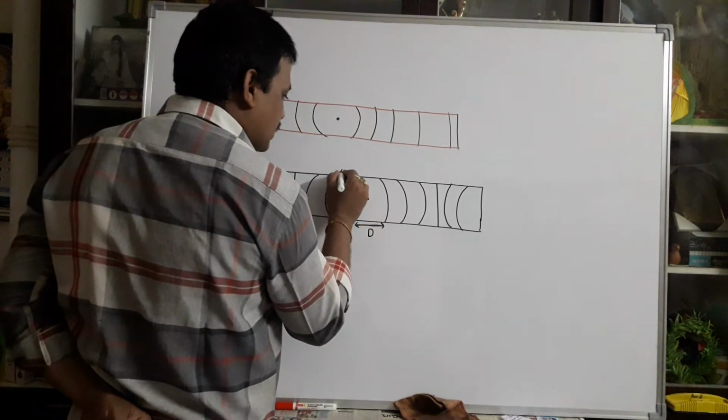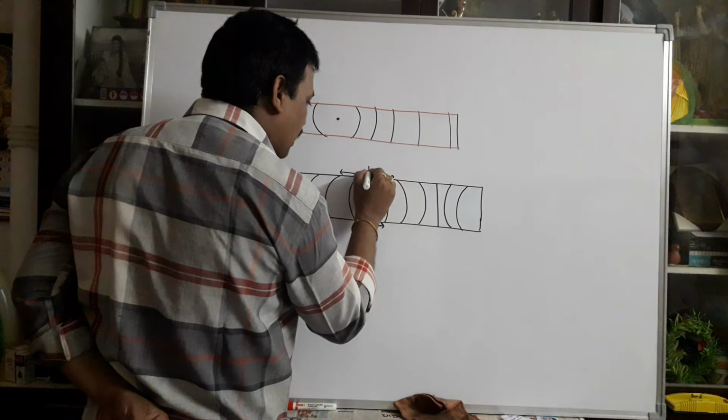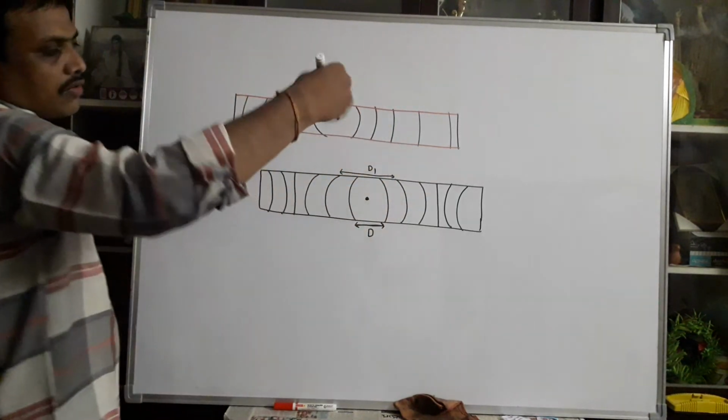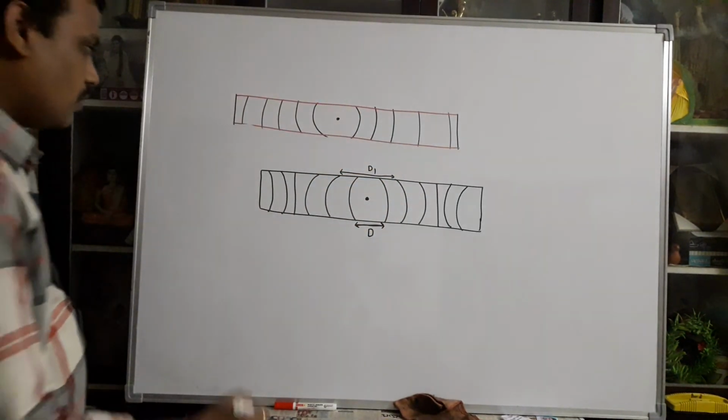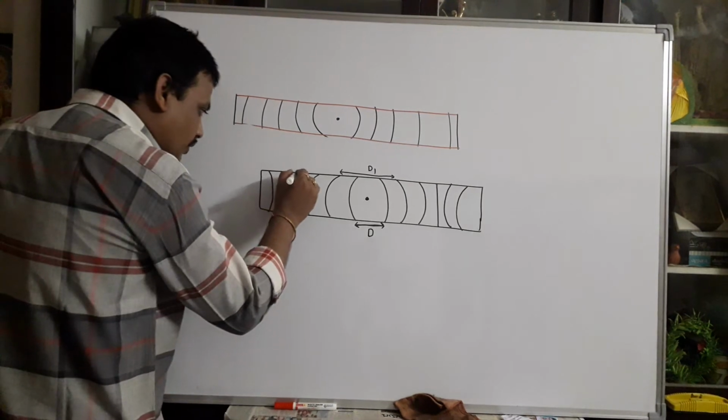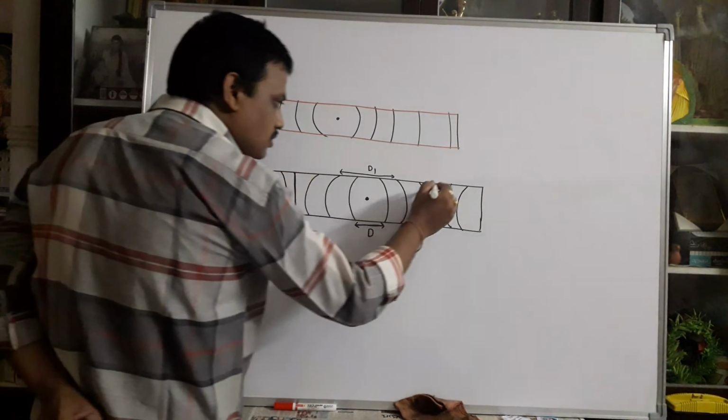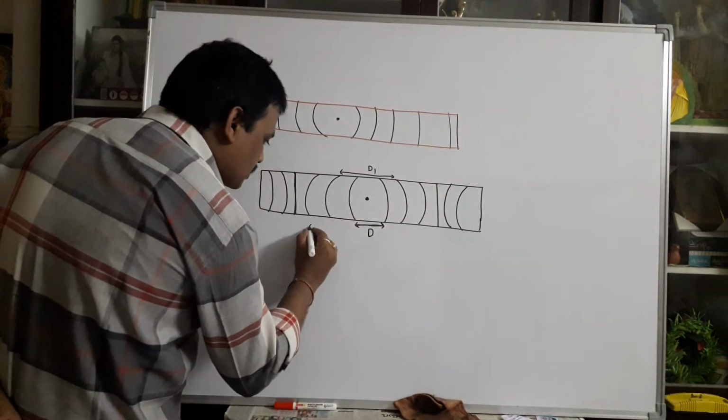After that you can take the second one. This can be taken as D1. Similarly D1, D2, D3 and so on. So here a straight line is formed. Here also a straight line is formed.